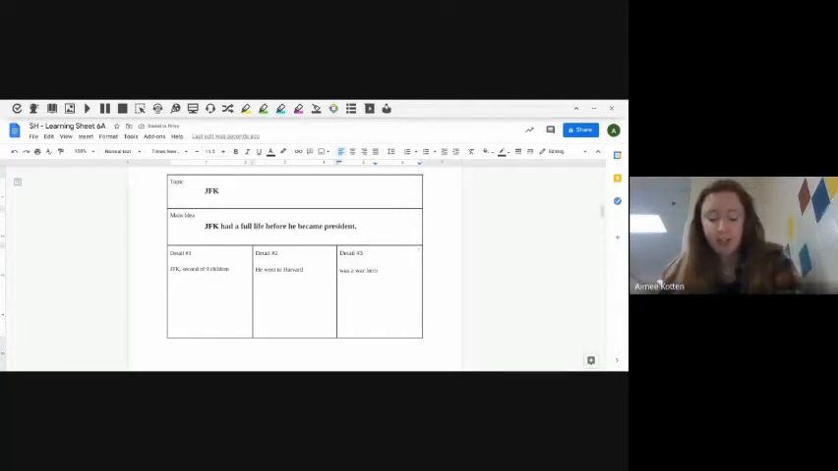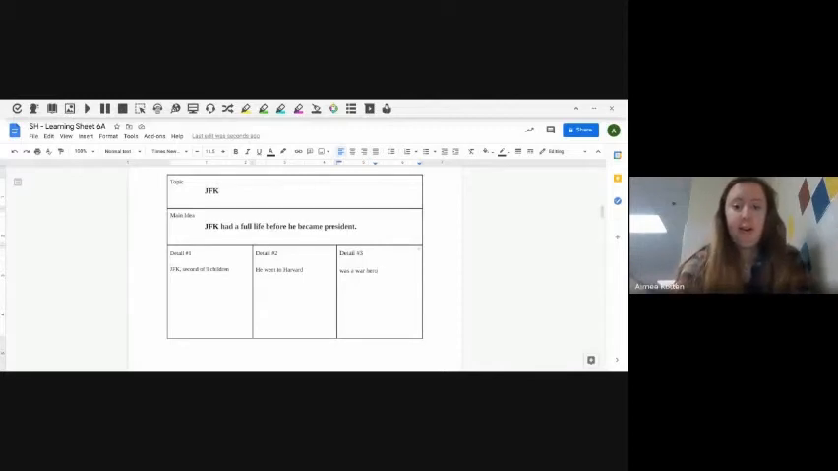So now I need to check whether all of these details relate to the main idea in the same way. Do they all tell more about JFK's life before he became president? Yes, all of these details relate to the main idea. So now I'm going to stop presenting my screen.